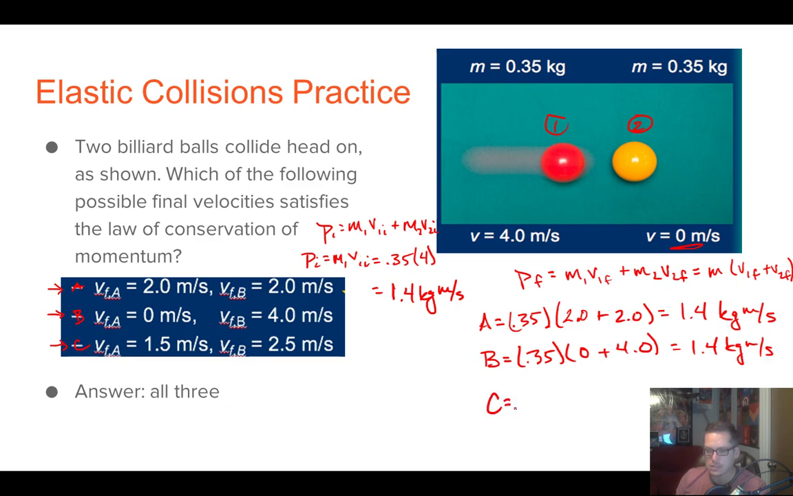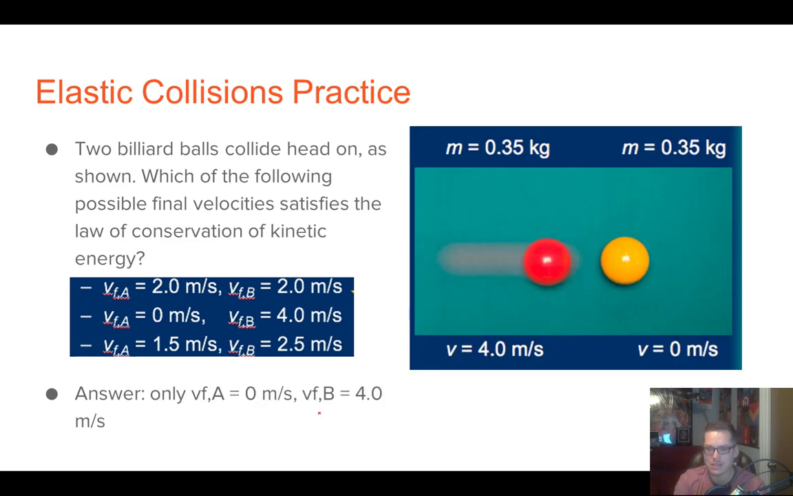And then our C value, I can't do this one in my head, so I'll say 0.35 times (1.5 plus 2.5). Well, I could have done that in my head actually. That equals 4.0, so that's 1.4 kilograms times meters per second. So all three of these are valid. This next one we do with kinetic energy. We have to see if our kinetic energy is conserved, so we have to find our initial kinetic energy first.